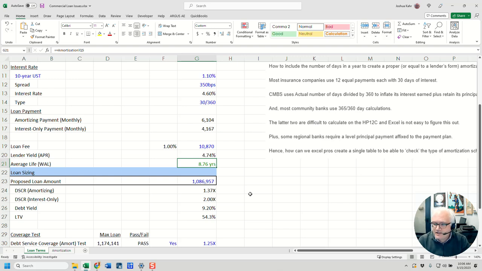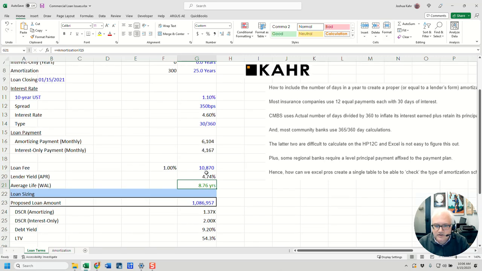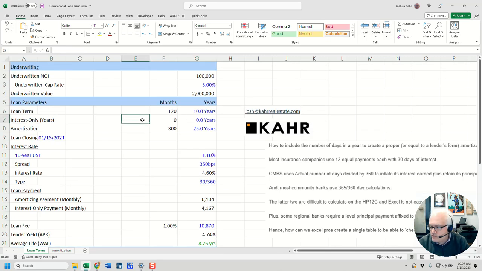Cool. Hopefully you found that to be instructive. If you're totally new to loan underwriting, these are things that you'll see in loan underwriting models all over the place.